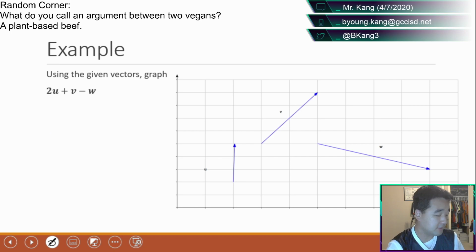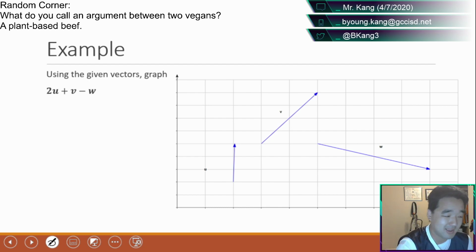So here is an example similar to what you'll see on your homework. Graph 2u plus v minus w. We're going to do what we did earlier. We're going to slide vectors over or rewrite them in different places, as long as we maintain the same magnitude and direction. So here's u, the first one down here. It goes up by a length of 3. So if I multiply it by 2, it should go up by a length of 6.